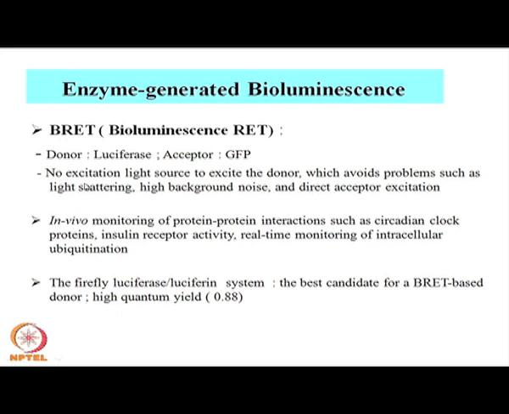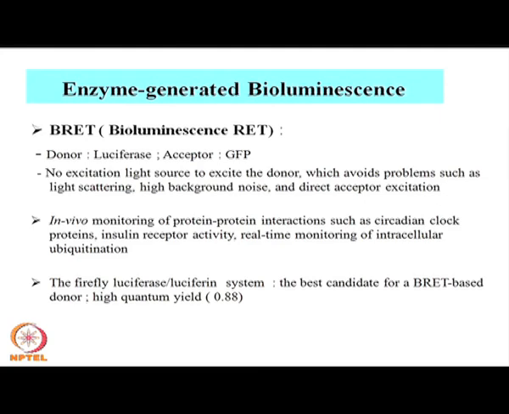So, there is no excitation light source to excite the donor, which avoids problems such as light scattering, high background noise and direct acceptor excitation. So, in this way this bioluminescence has got some importance, that you do not need to use some light. So, enzyme generated bioluminescence you can use, maybe inside cell. So, it is in vivo monitoring of protein interaction. Okay. So, inside cell you can monitor protein.